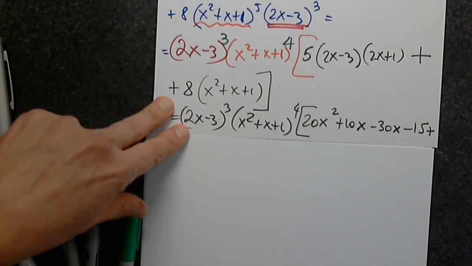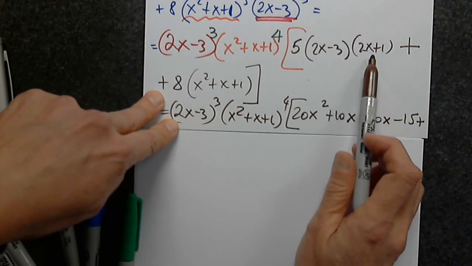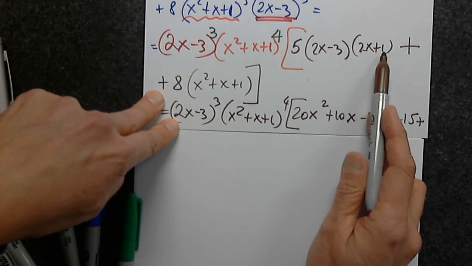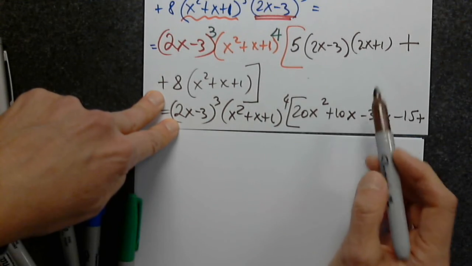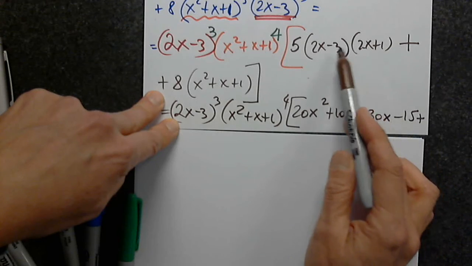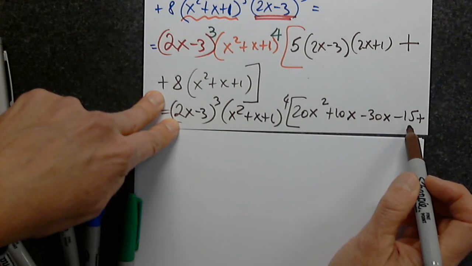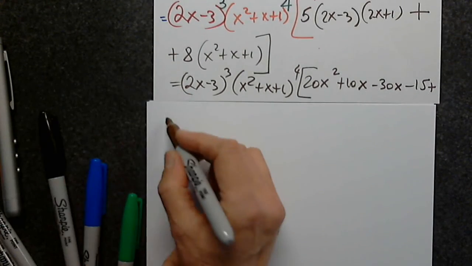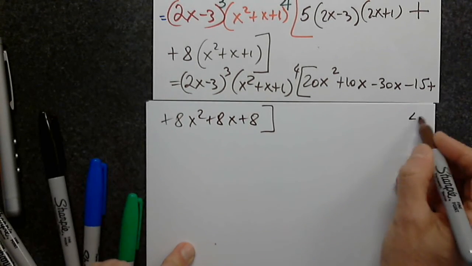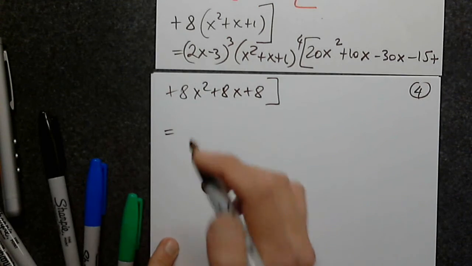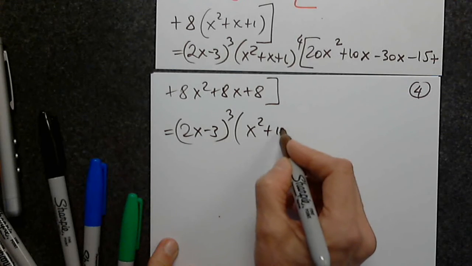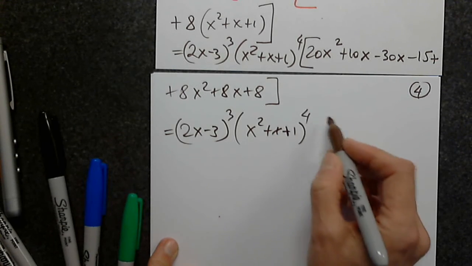Here it is. 2x times 2x is 4x squared, but I had to distribute 5. 2x times 1, but I had to distribute 5. Negative 3 times 2x, but I had to distribute 5. And negative 3 times 1, but I had to distribute 5. Plus 8x squared plus 8x plus 8. And now I copy the first factor. I cannot do anything to it. I copy the second factor. I cannot do anything to it.